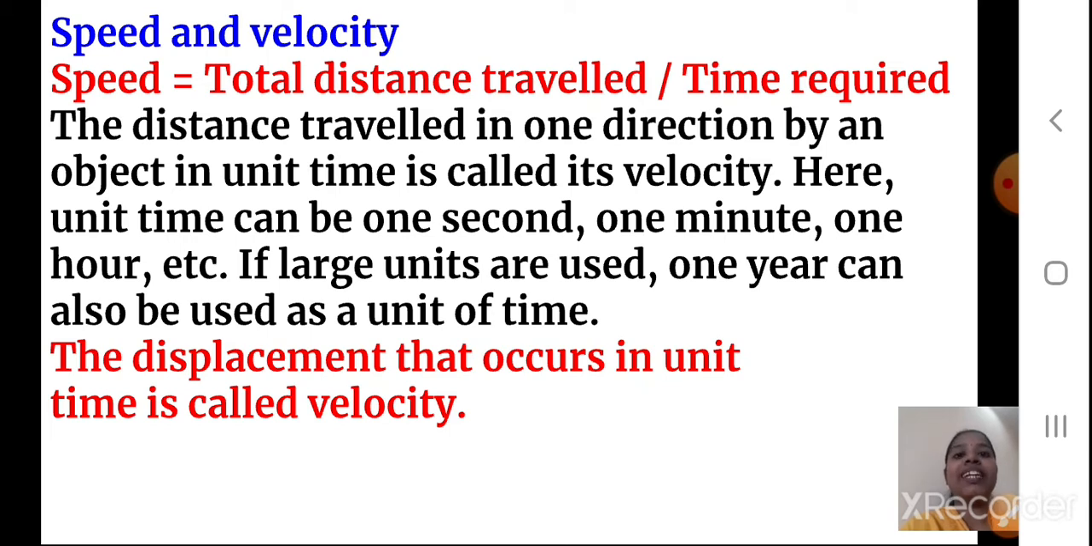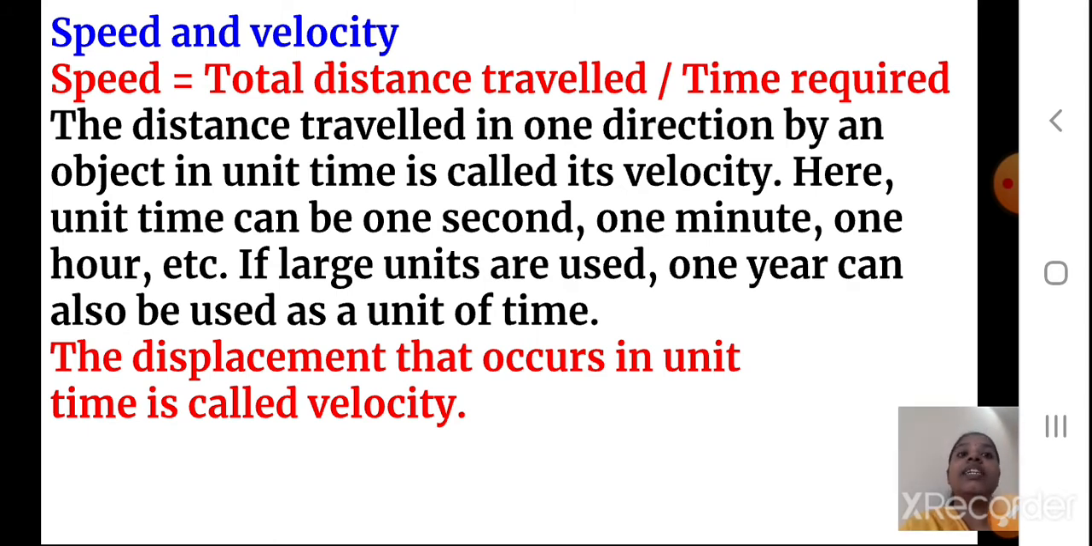Then we studied speed and velocity. Now what is speed, student? Speed is equal to, you will remember the formula, total distance travelled upon time taken. The distance travelled in one direction by an object in unit time is called its velocity. So when an object is moving in one direction in unit time, we call it the velocity. Here unit time can be 1 second, 1 minute, 1 hour, etc. If large units are used, 1 year can also be the unit of time.